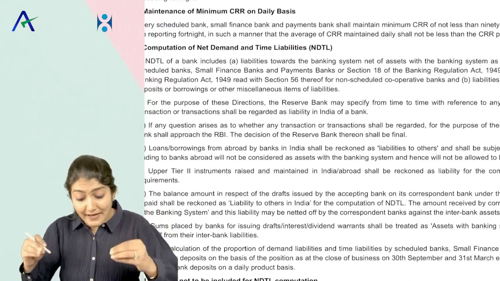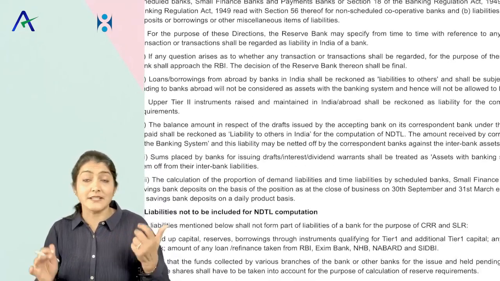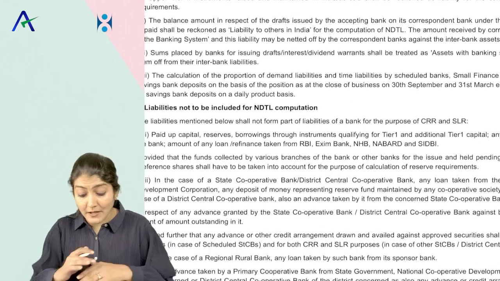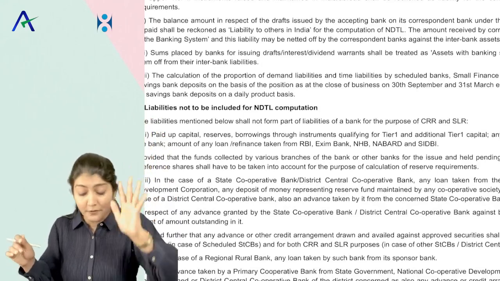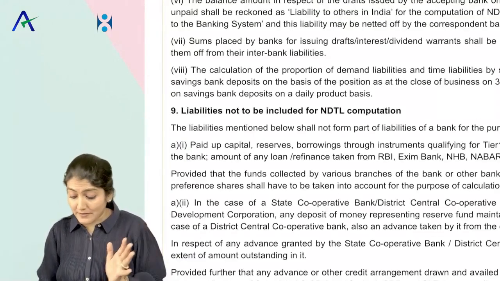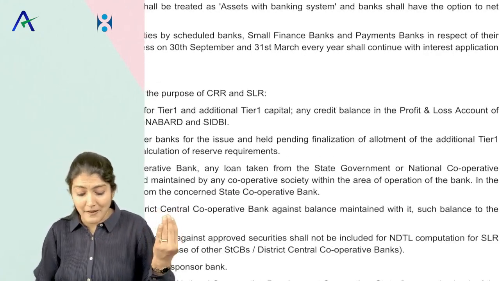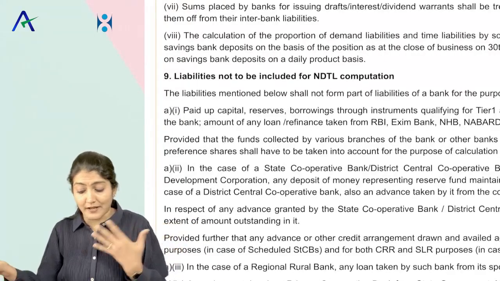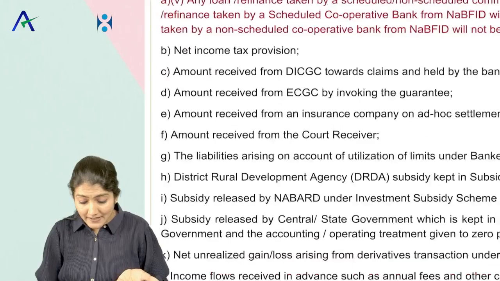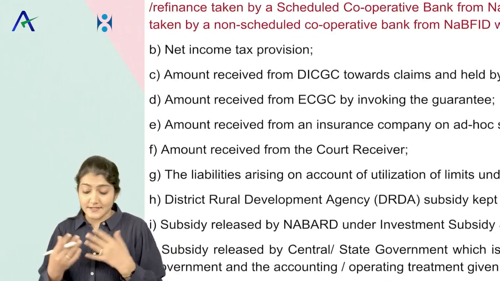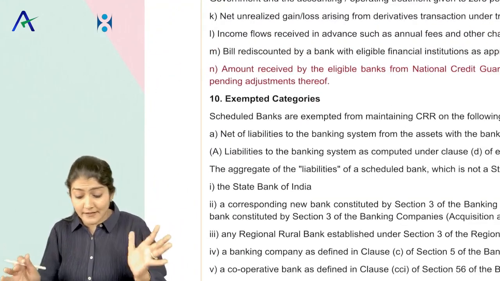Then computation of the net demand and time liabilities. So now they need to talk about the computation of the DTL. And then after the computation, liabilities not to be included. I think the 14 points which we saw over there, what is to be excluded from the liability: paid up capital reserve, borrowings through instruments qualified for the tier 1 capital, any credit balance in the profit and loss account, amount of loan or refinance taken from, net of income tax provision, amount received from the ECGC, insurance company. So all of these are to be excluded from the liability.